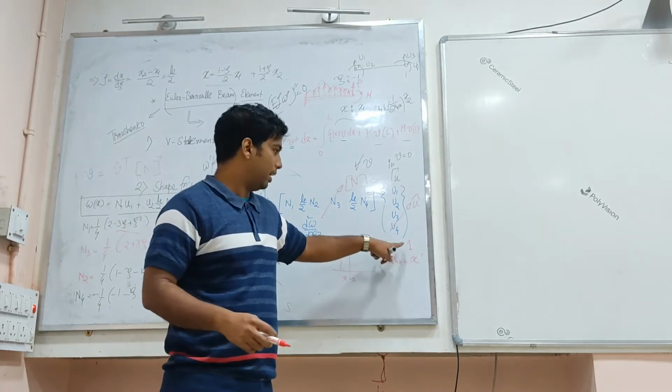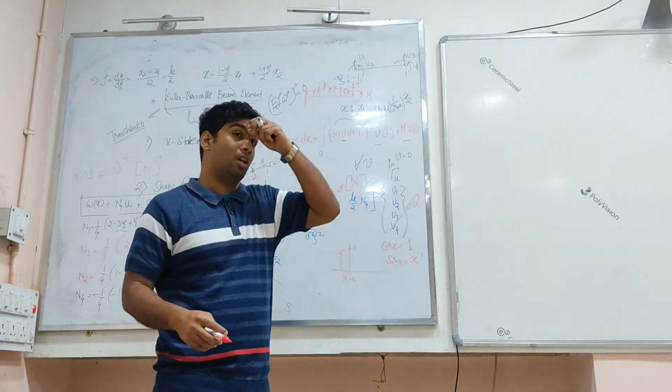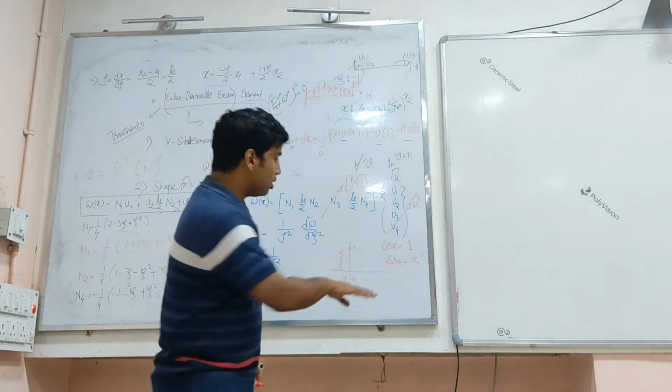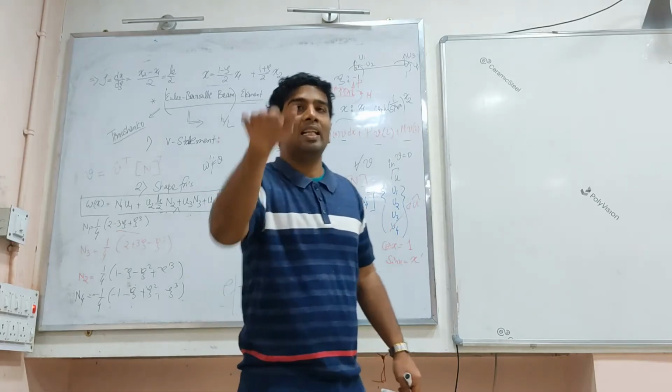You see, here I am considering x to the power 1 terms, but here I am considering x to the power 0 terms. So the more you go towards the derivatives, the less and less accurate you get. That's the best.